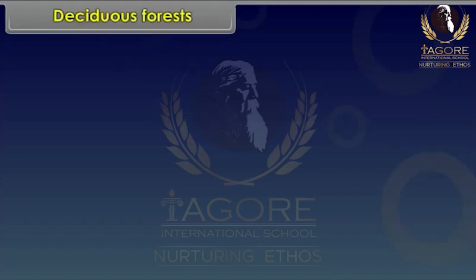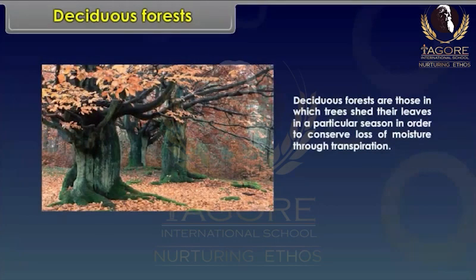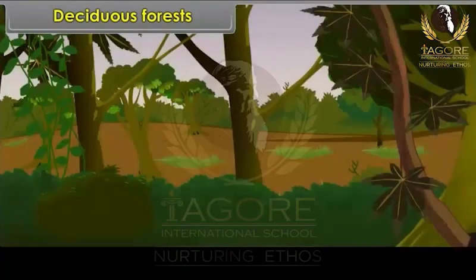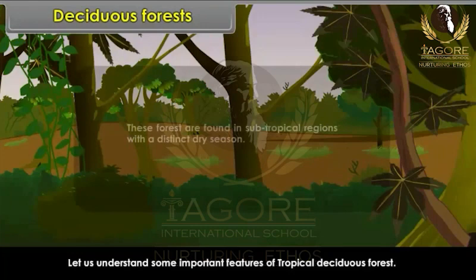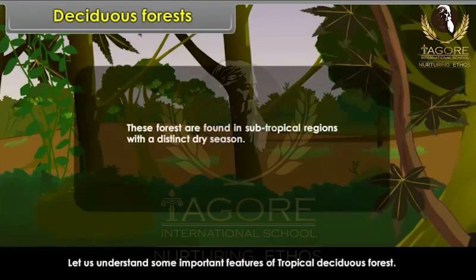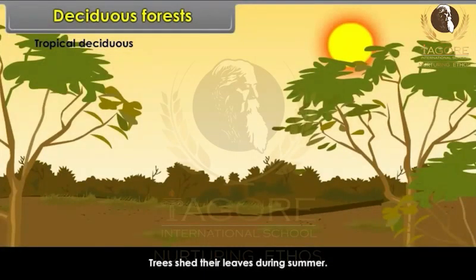Deciduous forests. Deciduous forests are those in which trees shed their leaves in a particular season in order to conserve loss of moisture through transpiration. Tropical deciduous. Let us understand some important features of tropical deciduous forest. These forests are found in subtropical regions with a distinct dry season. Trees shed their leaves during summer.